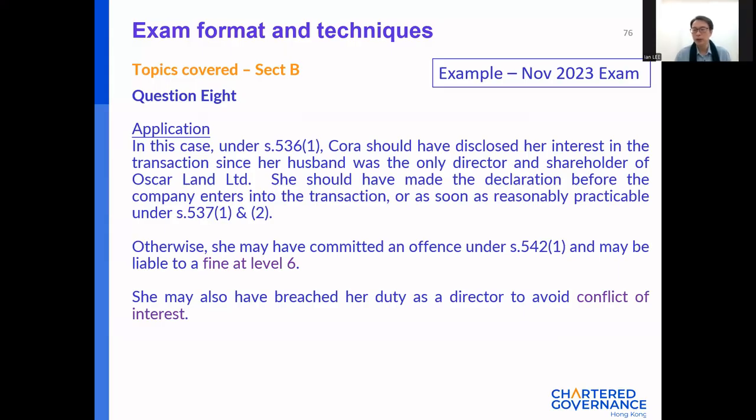So she may also breach her duty as a director to avoid conflict of interest, because if she's helping to negotiate a contract on behalf of the company or making a decision, and it turns out she, in an indirect way, would gain from the transaction, then when they're negotiating, is she having the interest of the company in her mind or the interest of her husband's company in her mind? We don't know. So that's a conflict of interest which should be avoided by declaring to the other members of the board.